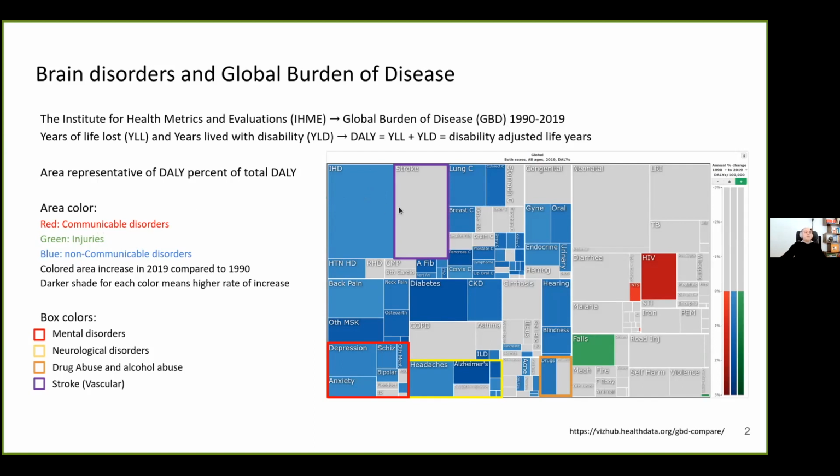The color coding of the rectangles is based on the type of disease. Red is for communicable disorders, green for injuries, and blue is for non-communicable disorders, which is basically the brain disorders that we will focus on. You can see the mental disorders in the red box, neurological disorders in yellow, drug abuse disorders in orange, and stroke in purple. The color mapping shows the disorders that have a positive rate of increase. Alzheimer's disease, for example, has the highest rate of increase in the DALY measure across the globe among these brain disorders.